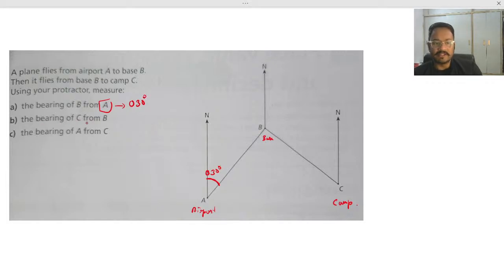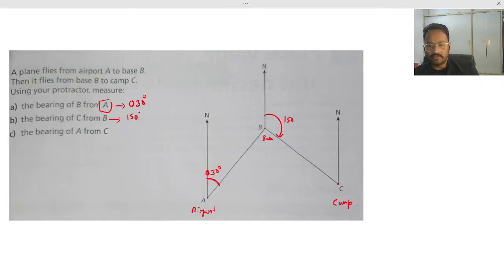Now the bearing of C from B. From B you need to measure this angle. So this is basically we can go through the measurement and you will get the answer. Most probably, let's say it is 150. So this is 150. This question we cannot solve here, but still just for the idea I'm helping you out. Now the bearing of A from C.